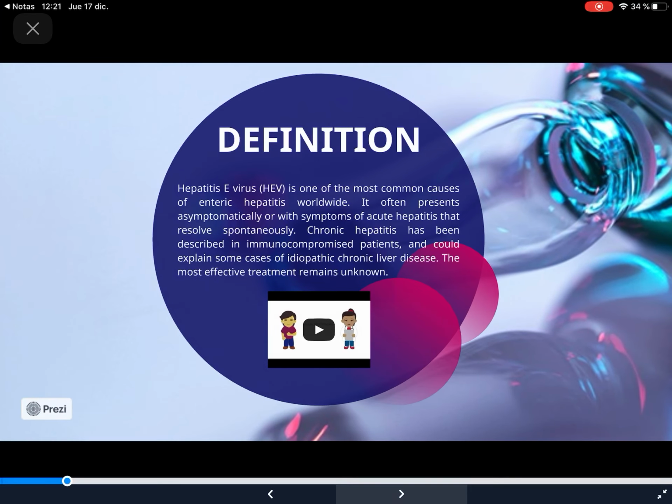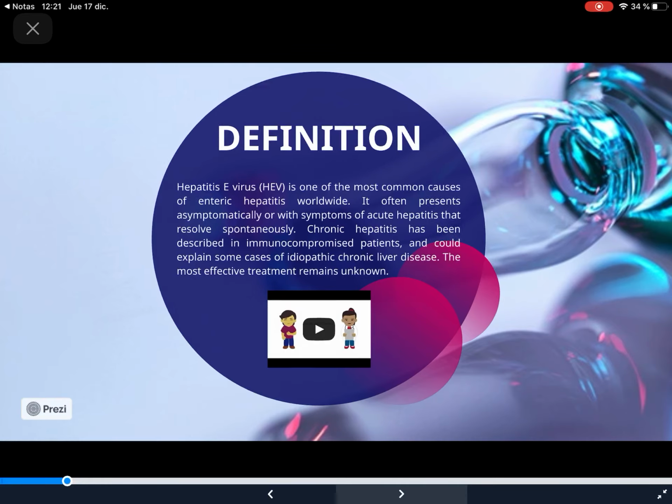Definition: hepatitis E virus is one of the most common causes of enteric hepatitis worldwide. It often presents asymptomatically or with symptoms of acute hepatitis that resolve spontaneously. Chronic hepatitis has been described in immunocompromised patients and could explain some cases of idiopathic chronic liver disease. The most effective treatment remains unknown.